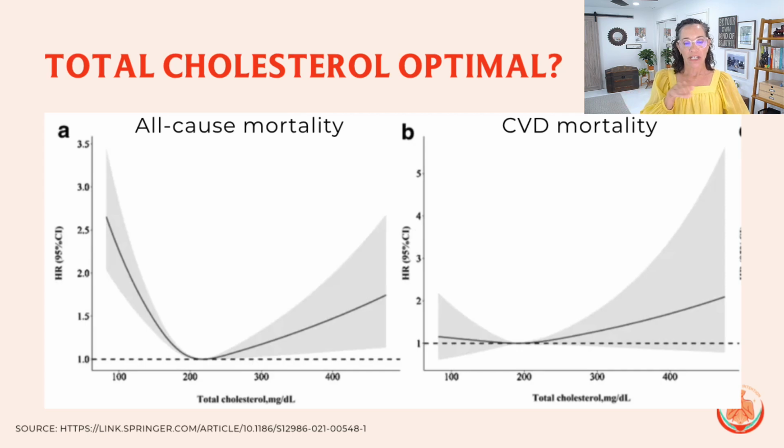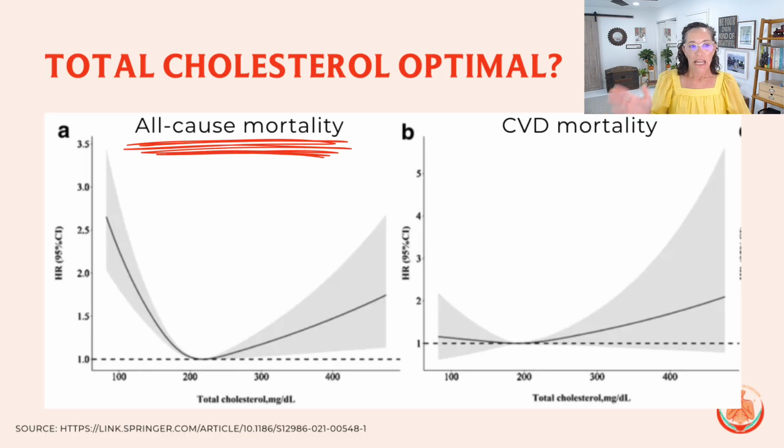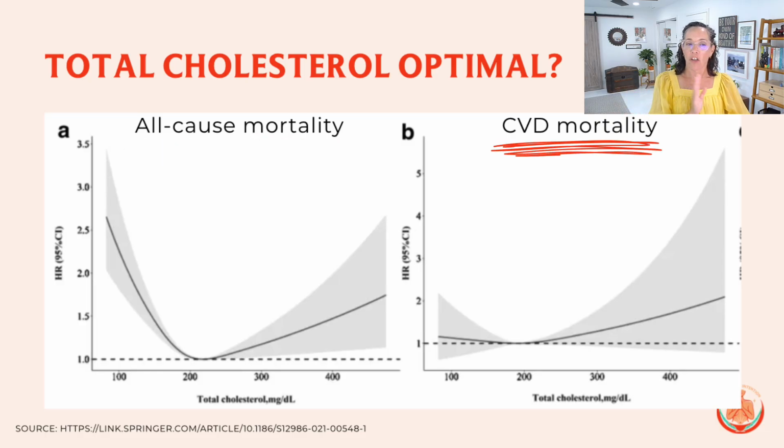So this study, which again, the link is at the bottom of the slide, is from 2021, and it was with a population of 30,600 people, and this was performed in the US. And the researchers were trying to determine how total cholesterol levels impact a person's risk of dying. Now, the graph on the left is for death due to any reason, and the graph on the right is related to death specifically from cardiovascular disease.